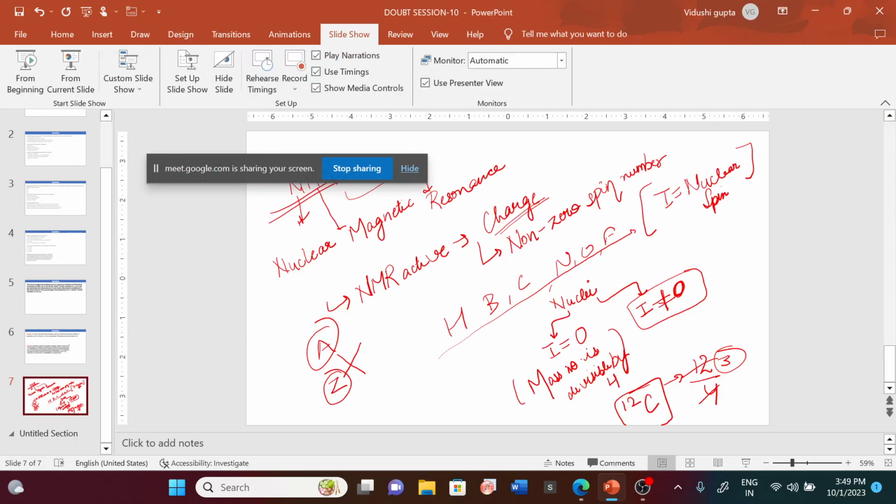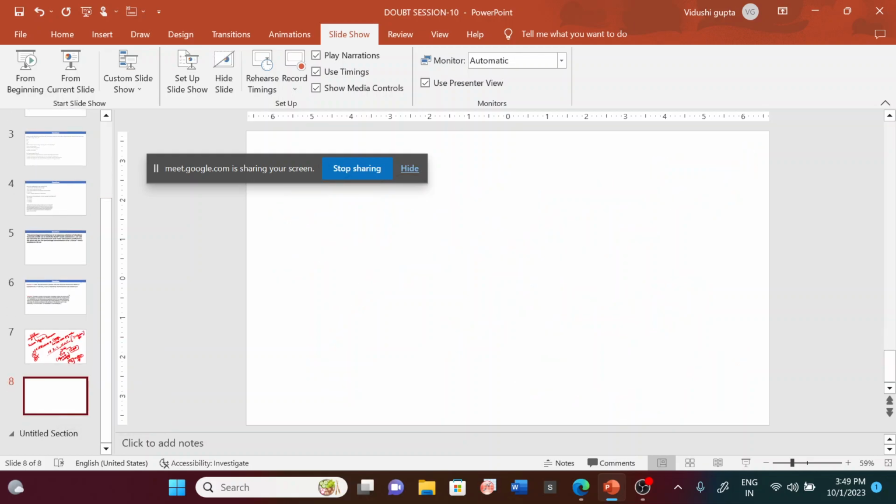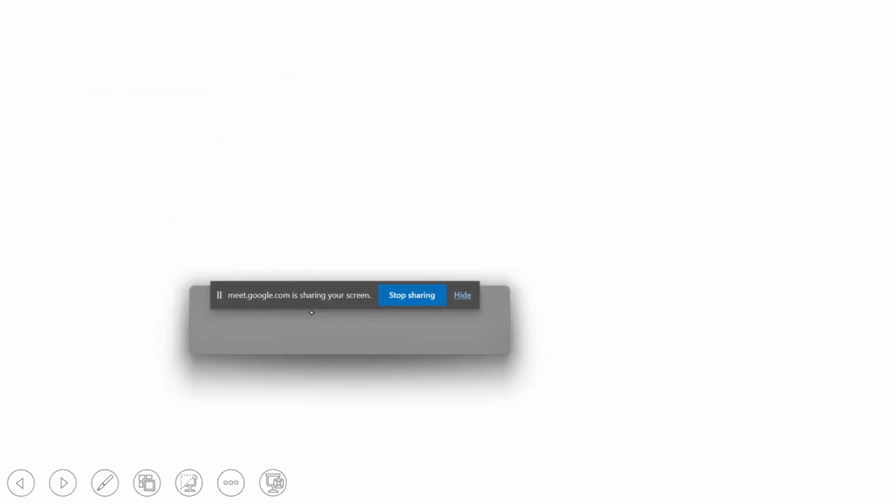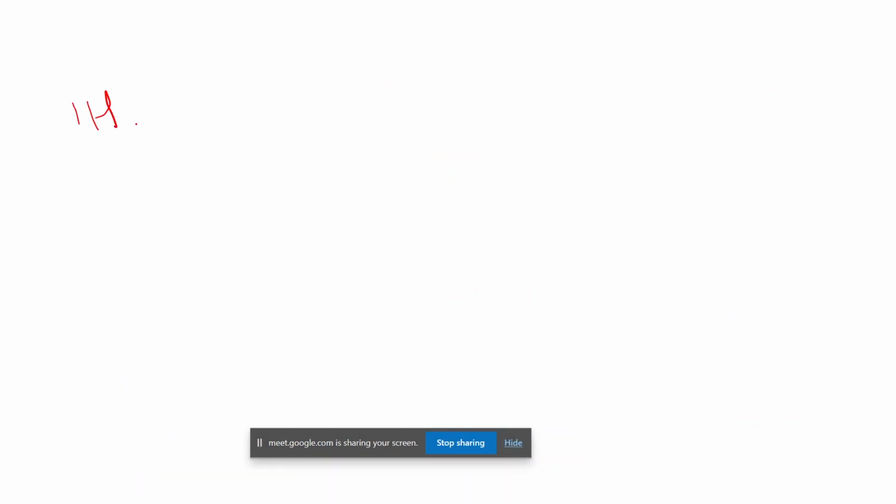Is it clear? You might have heard that we do NMR for 1H NMR and 13C NMR, but we have never used 12C. Why? Because it is NMR inactive.